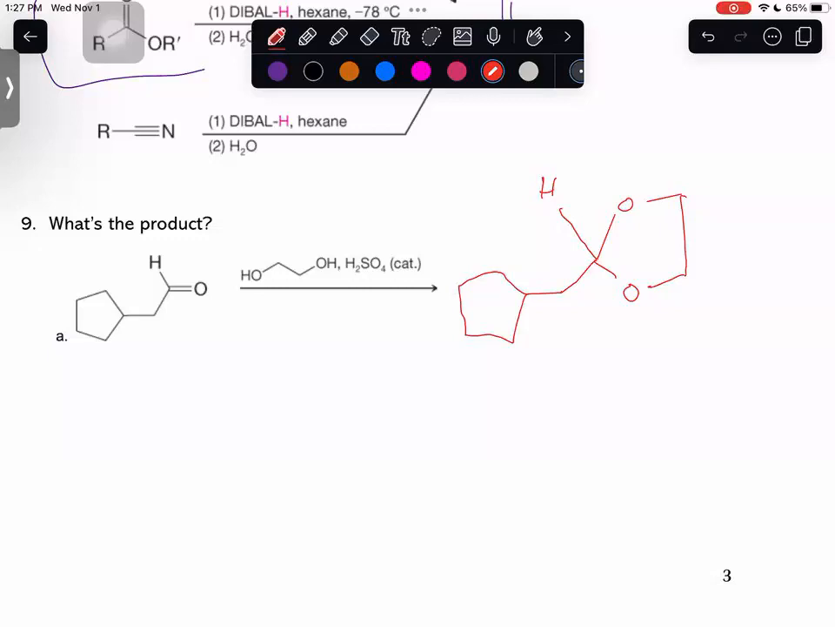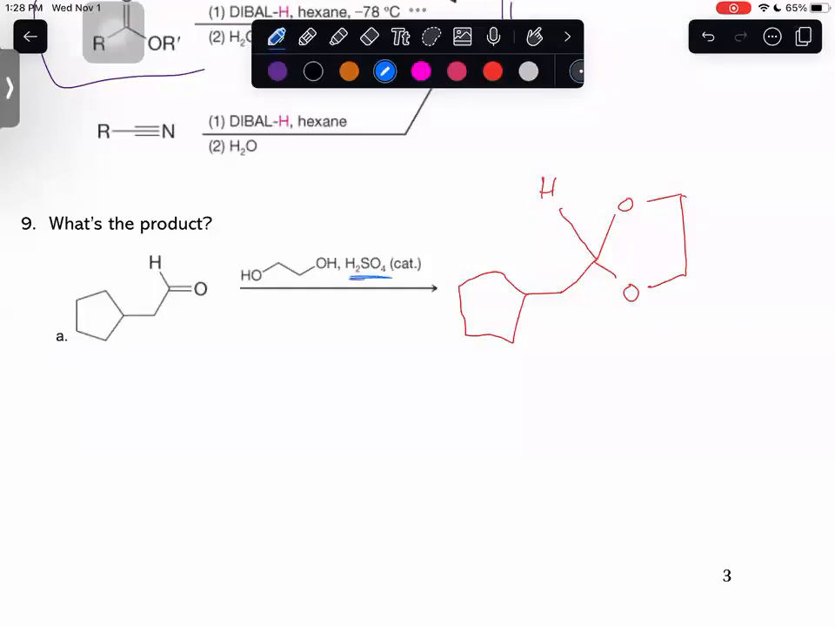Okay, questions on that one? Do you guys want me to show you the mechanism at all? Okay, let's go through the mechanism. Let's see where everything's going. Okay, don't get scared. It's not too bad, not too bad.